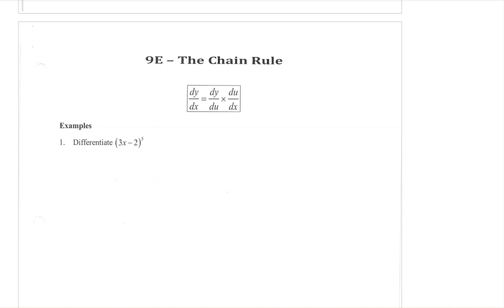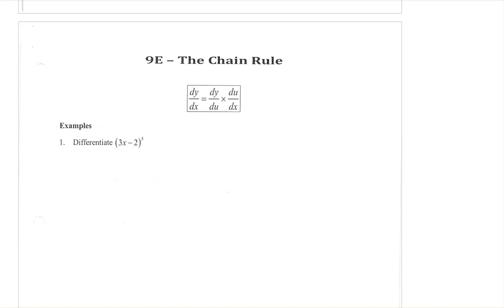Up until now, if we've had questions that involved brackets, we've always had to expand them before we can differentiate. But today we're going to learn the chain rule. To use the chain rule, we're going to have to substitute into our equation u. And instead of finding dy over dx, we're going to be differentiating dy over du. So we have a little formula here at the top of the page.